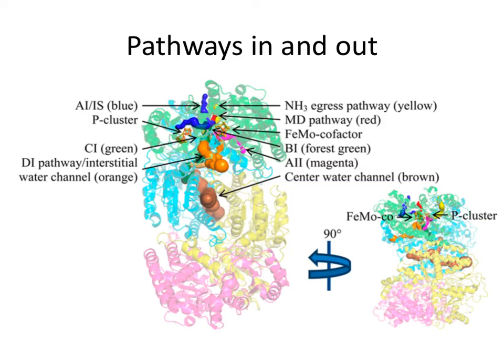A water channel, shown here, is known to exist, and that was believed to be the source of protons that need to get delivered to the cluster, but dinitrogen may prefer a non-polar channel instead of a polar channel. An ammonia egress pathway was identified, and several hydrophobic channels were identified. So dinitrogen is hydrophobic, and so we would expect that it might go through a hydrophobic channel.